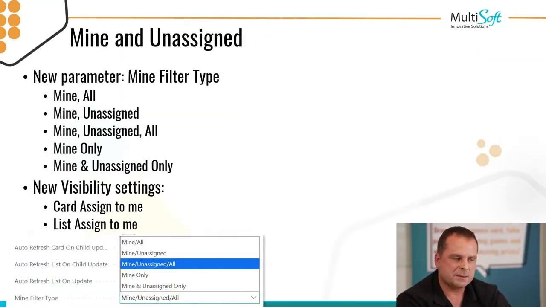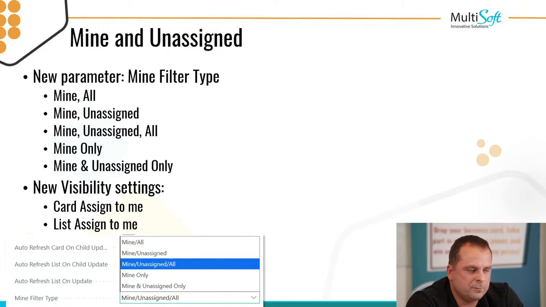Okay, mine and unassigned. The mine filter of MobileNAV was already there, so depending on certain parameters of the user, like the salesperson code or the user ID of the user or the service resource filter, you could have a mine toggle button on certain lists, which you can basically turn on or turn off depending on your scenario.